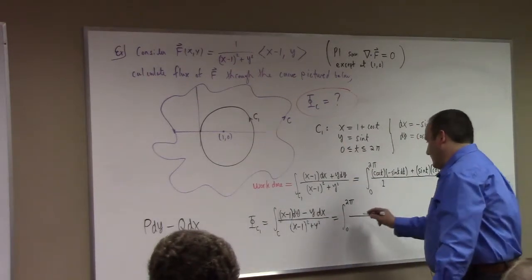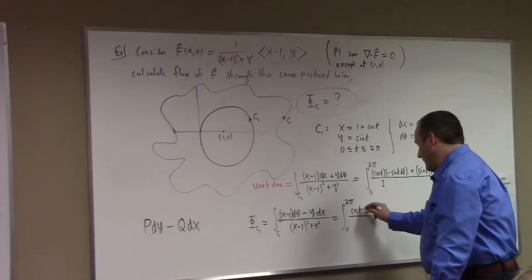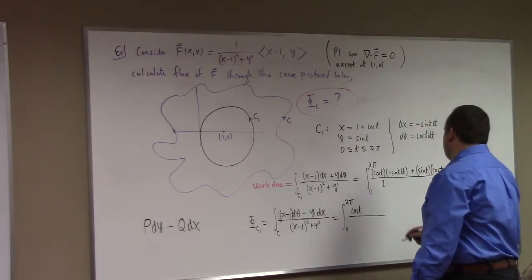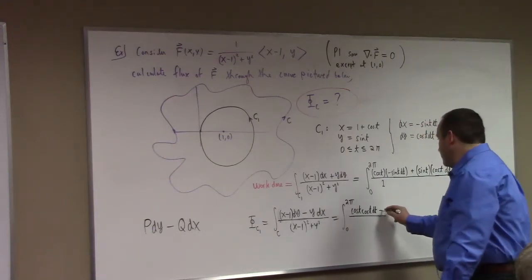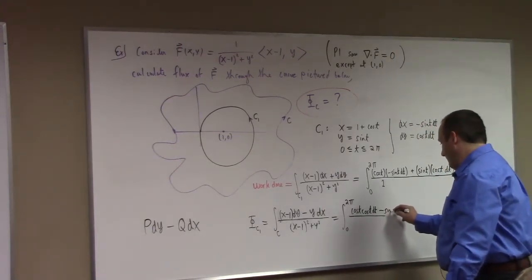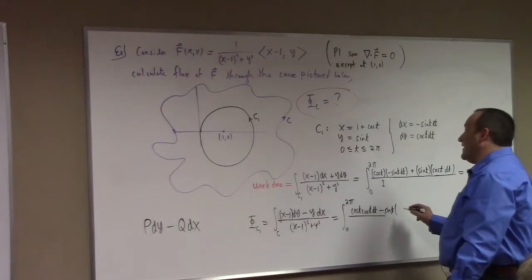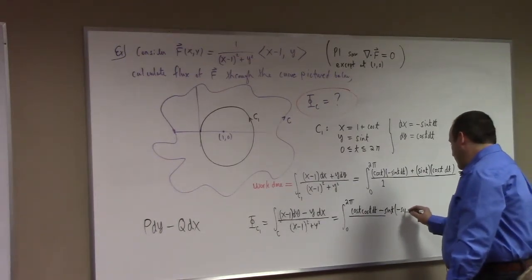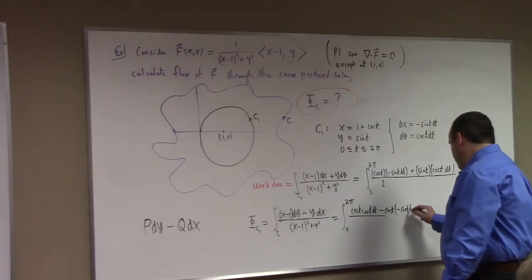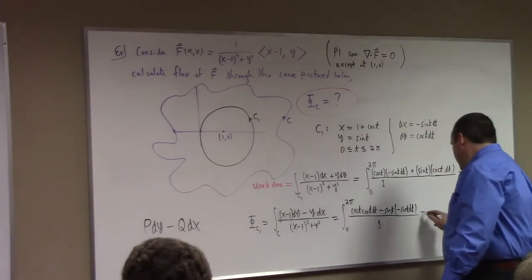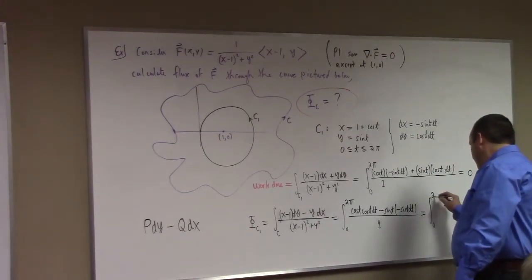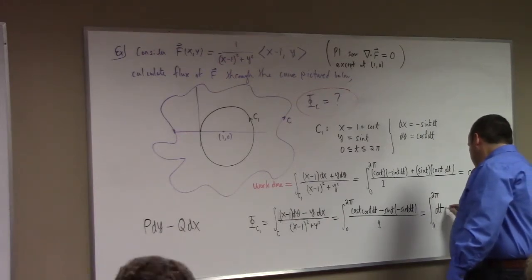X minus 1 is cosine t. dy is cosine t dt. Minus y, which was sine t, and dx, which is minus sine t dt. And of course, divided by 1. So what do we have? We've got the integral from 0 to 2 pi of dt, also known as 2 pi.